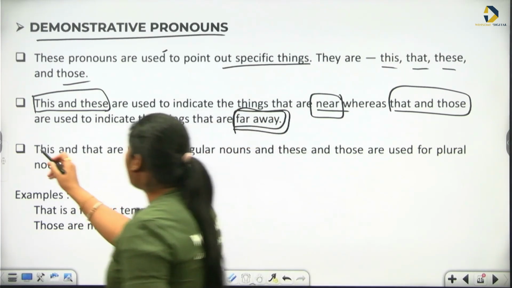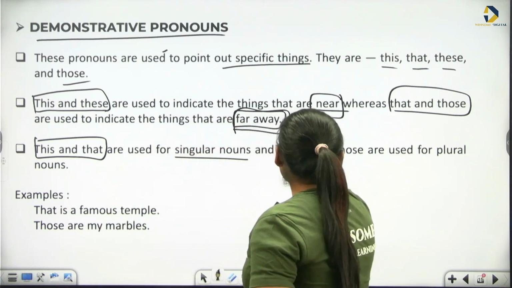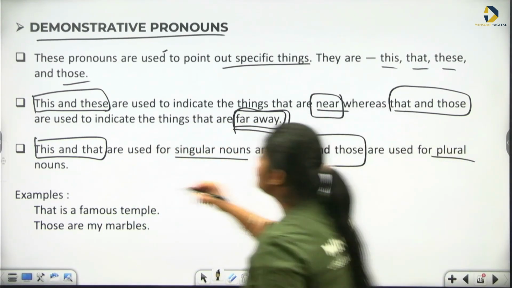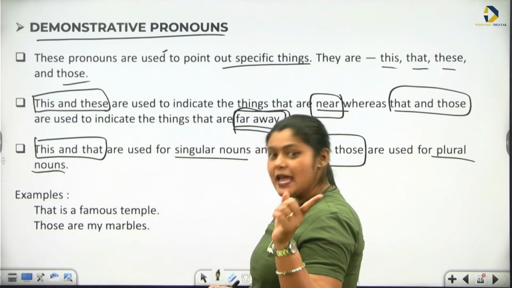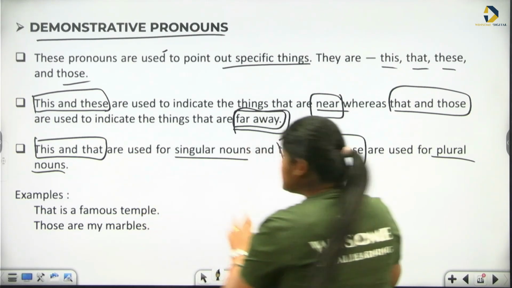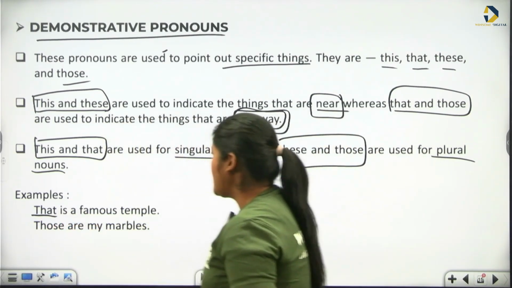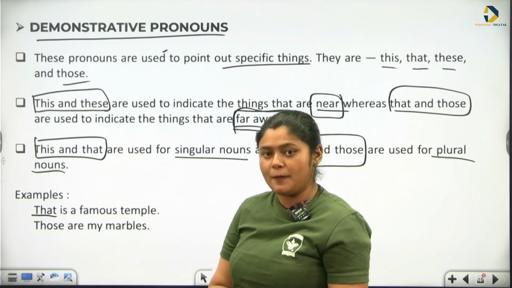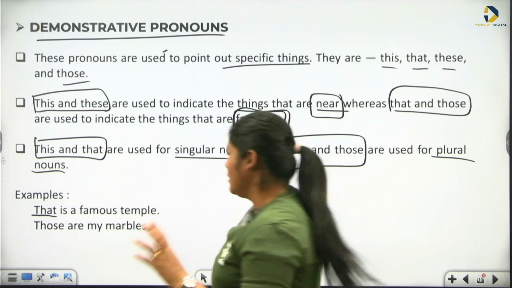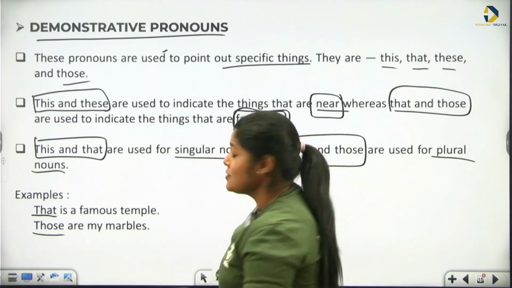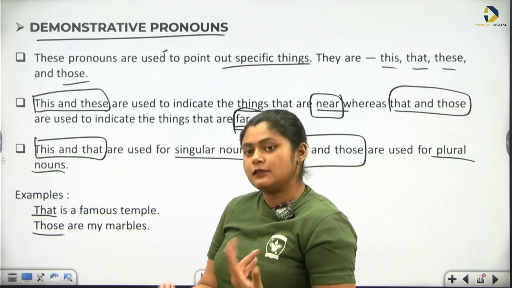Okay, now see, this and that are used for singular nouns, and these and those are used for plural nouns. सिंगुलर के लिए क्या यूज करेंगे? This and that for singular, these and those for plural. For example, that is a famous temple. That is a famous temple. अगर हम टेम्पल के बाहर खड़े हैं तो क्या बोलेंगे हम? This is a famous temple. Now those are my marbles. Those are my marbles. If the marbles are near to you, you will say these are my marbles.